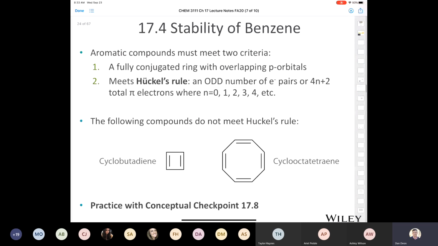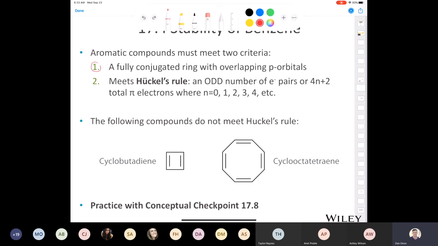Now, it says here that in order for a compound to be aromatic, it has to meet two criteria. Okay, and if you're kind of in la-la land right now, I need you to wake up because this is very important, and oftentimes students might find this a little bit challenging. It says here, in order for a compound to be aromatic, it's got to have a fully conjugated ring with overlapping p orbitals. Well, this one is fully conjugated with overlapping p orbitals. Well, what's the second rule then? The second rule is that it meets Huckel's rule. So Huckel's rule is that you have an odd number of electron pairs, or 4n plus 2 total pi electrons, where n is an integer, and it can be 0, 1, 2, 3, 4, etc.